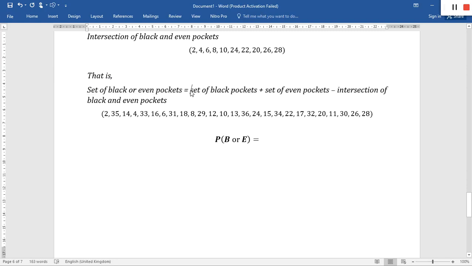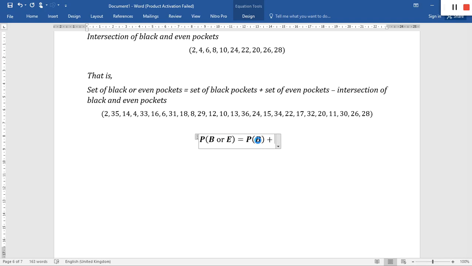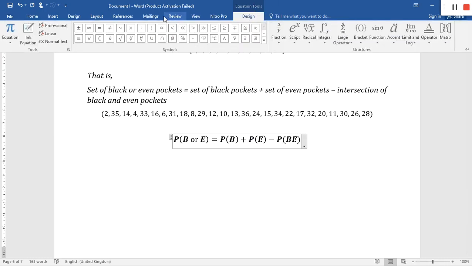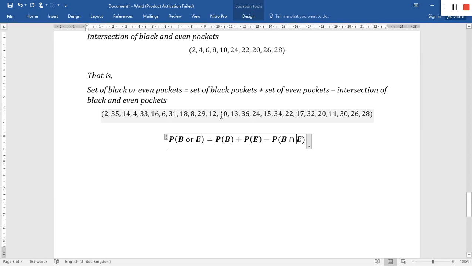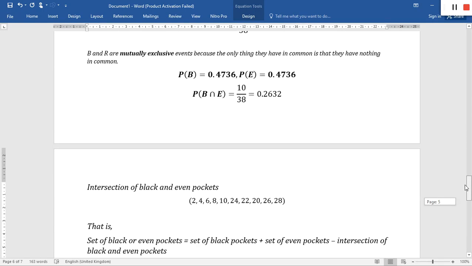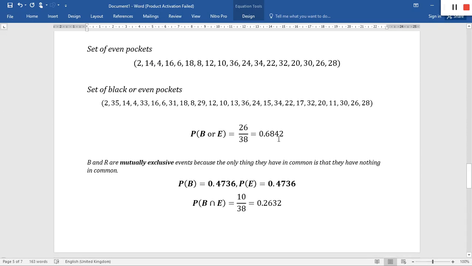So what is the probability that represents this set of black pockets? We write it here. It's simply the probability of black plus the probability of what? Of even, minus what? The probability of black intersect even. So let me put the intersect symbol. This is how we arrived at that initial figure. This is how we now arrive at the probability of black or even, which actually gave us this figure.